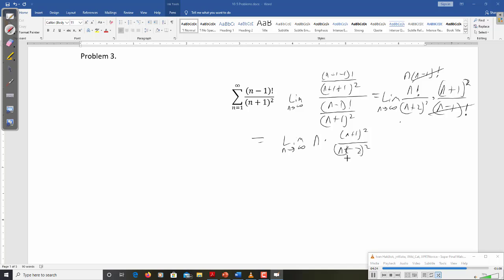This part is going towards 1. This is going to infinity. So this goes to infinity, which is greater than 1, which is greater than anything. So yeah, that's rho. So this would diverge.